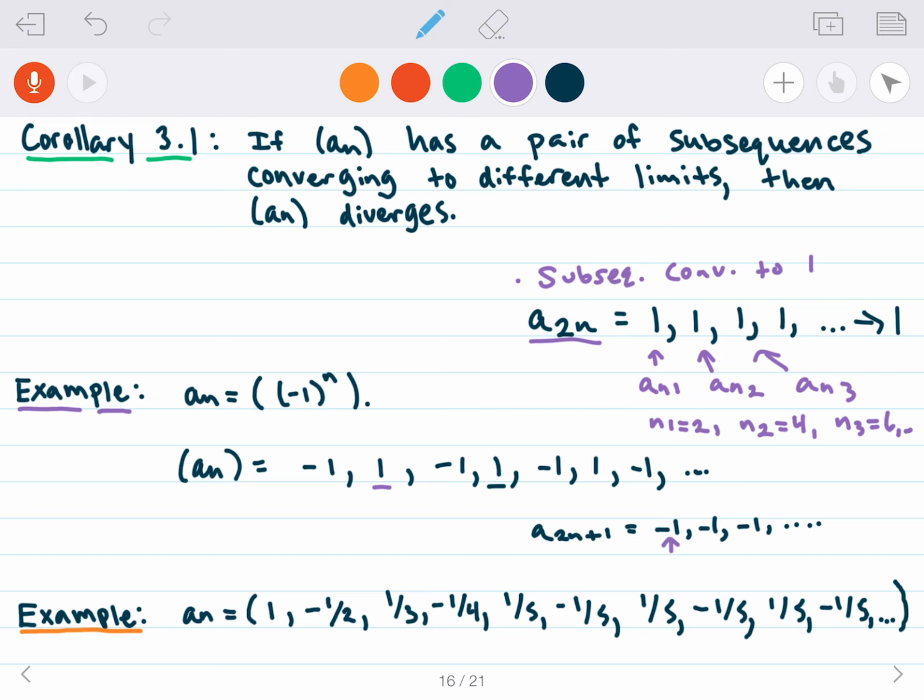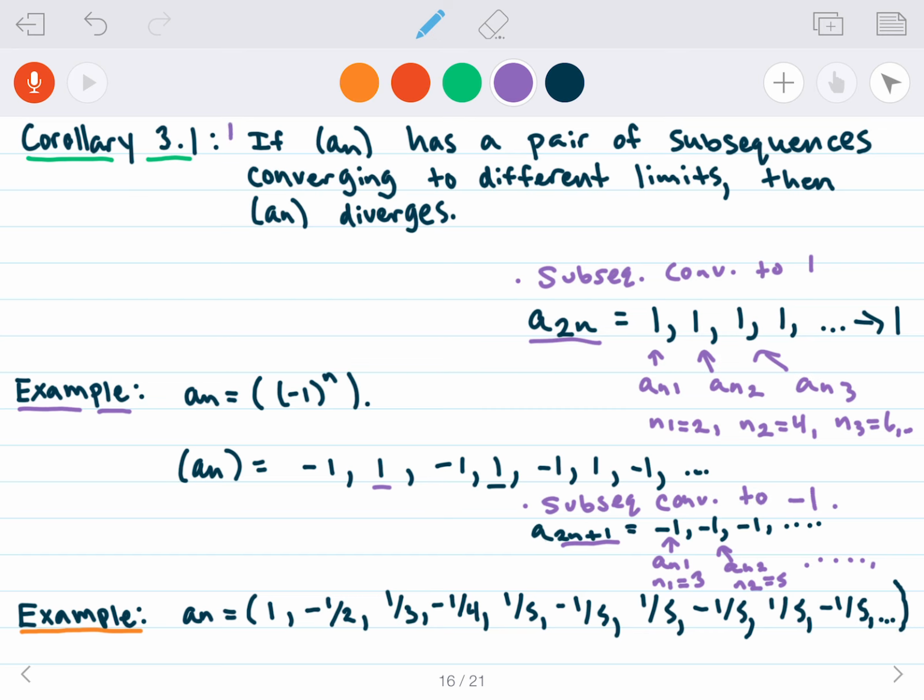So this guy is our a sub n1, and so we have n1. Well, that's going to be the third term in our sequence. Okay, so when n is equal to 1, we get that this is a sub 3. So this is going to be our third term in our original sequence. This is a sub n2. This is the fifth term. So n2 equals 5, etc., etc. Okay, so this is a subsequence converging to -1.